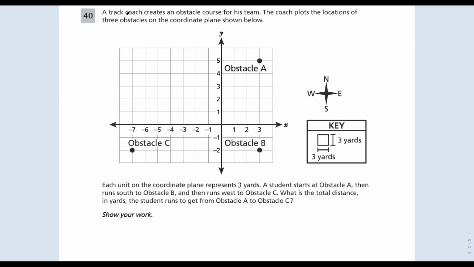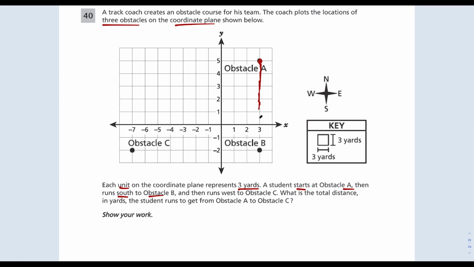So question 40, we have a track coach creates an obstacle course for his team, and the coach plots the locations of 3 obstacles on the coordinate plane shown below. And each unit on the coordinate plane represents 3 yards. So this is telling us our scale here. And a student starts at obstacle A. So they're starting here, and they're going south to obstacle B. So they're going this way first.